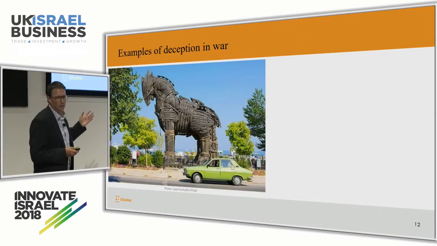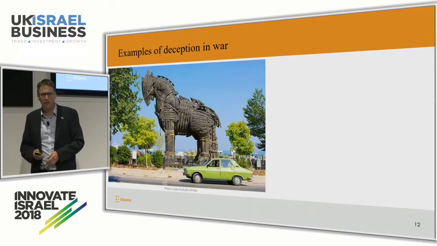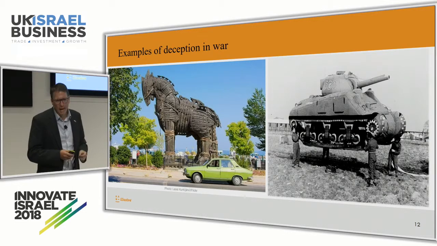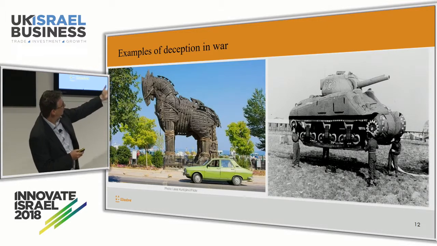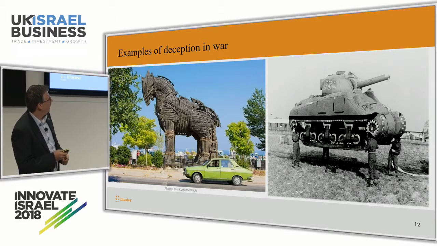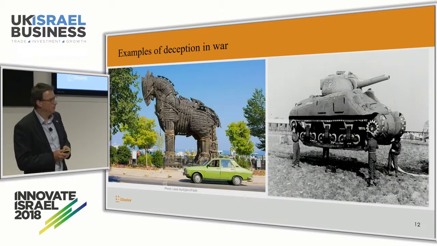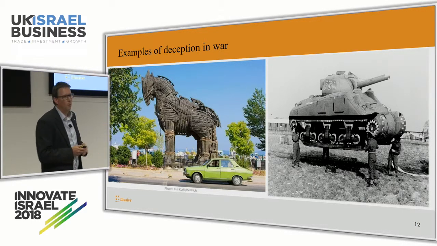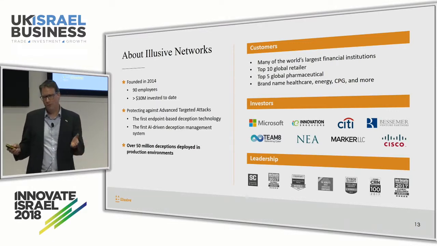Now, with deception, most of you have seen examples. You've all heard of the Trojan horse. Even the Allies used a form of deception when helping protect against the Germans. This is an example of a tank, which isn't a real one, that they used to make sure that they beat the Germans in the Second World War. So these are real-life examples in war. But what we have done at Illusive is to take this idea and transfer it to IT.